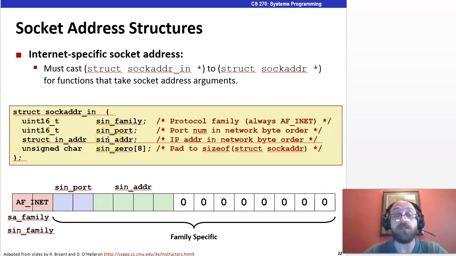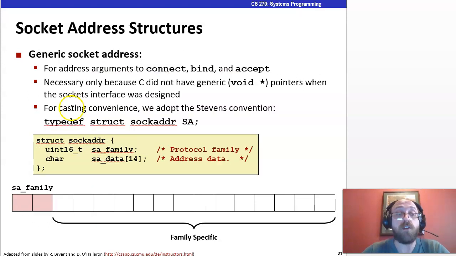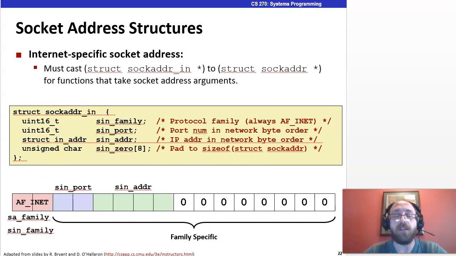For some protocols like IPv6, struct sockaddr actually isn't big enough. This isn't big enough to hold an IPv6 address. And we'll see later there are some things we can do to handle that.